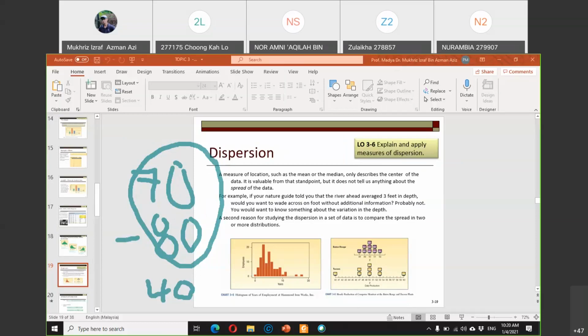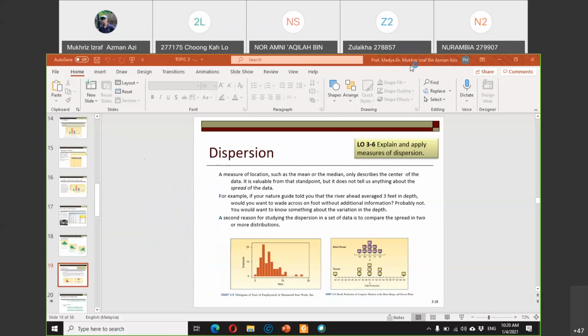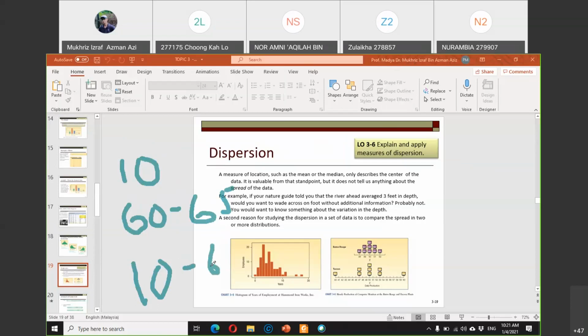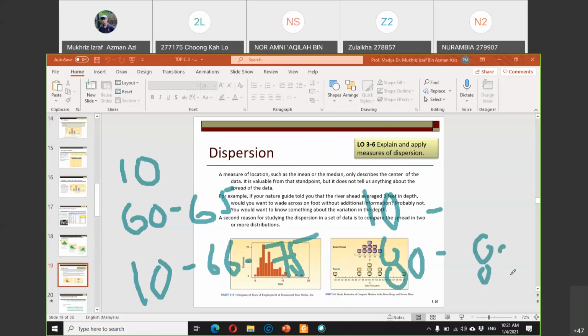Okay, but let's say I change the example. Let's say 10 students in the class got marks around 60 to 65, and another 10 students got marks around 66 to 75, for example. Then we can go on: another 10 students between 80 to 85, and maybe another 10 students below 60, let's say 50% to 60%.